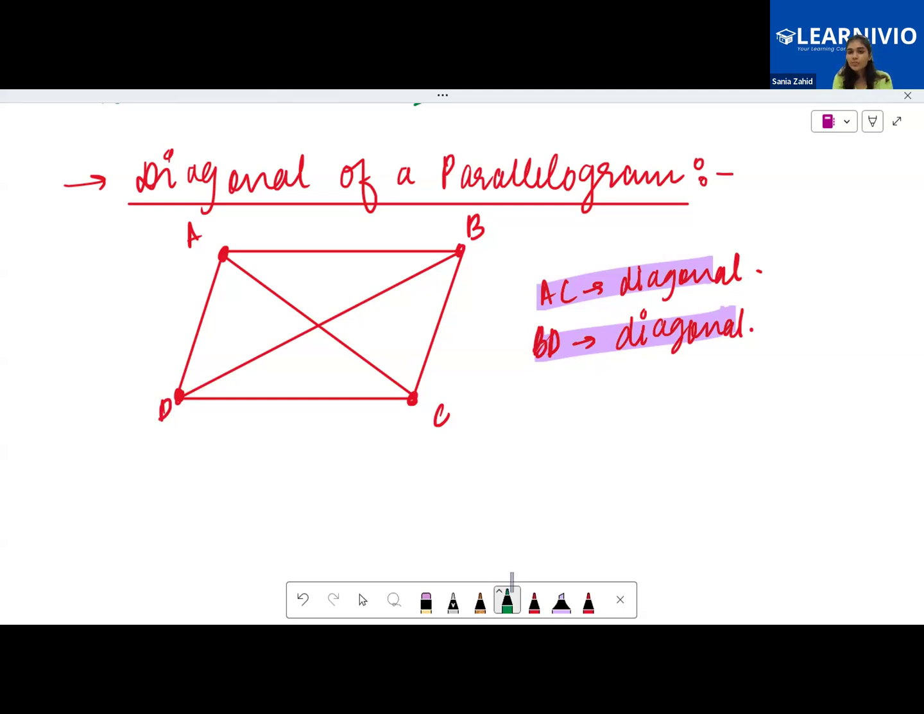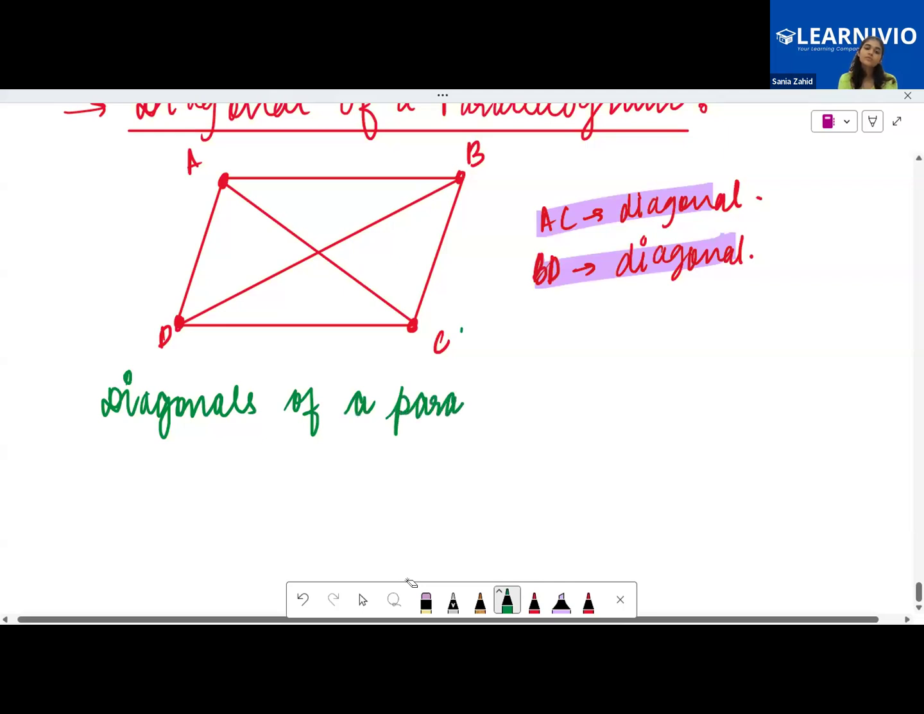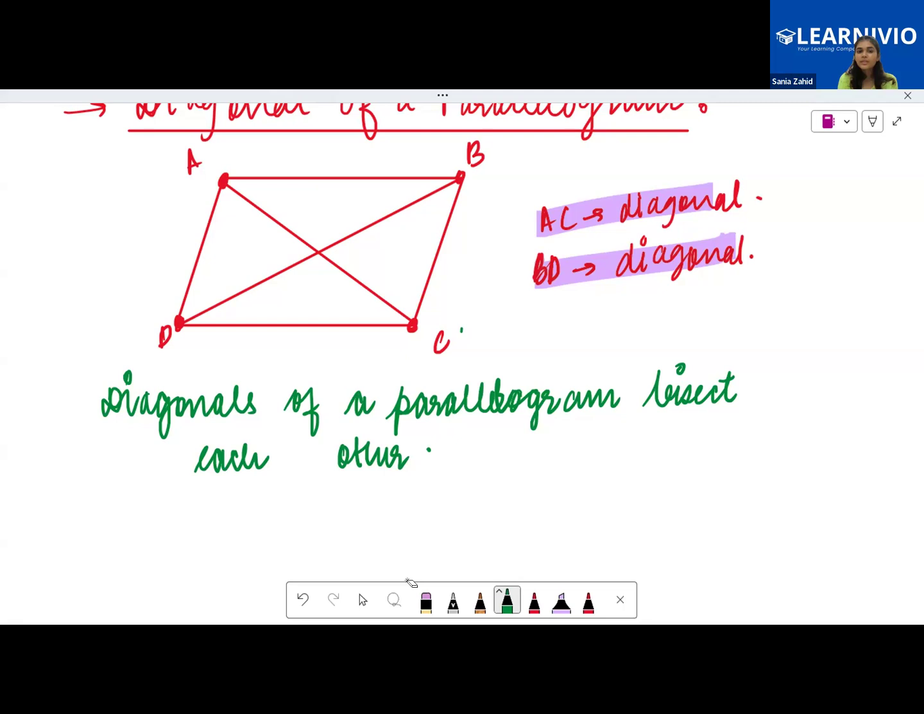Now the property of diagonals of a parallelogram is that the diagonals of a parallelogram bisect each other. For example, you have BD and you have AC. So BD is bisecting AC.